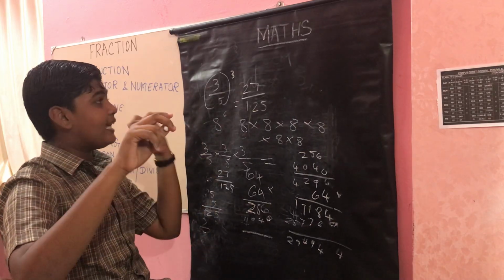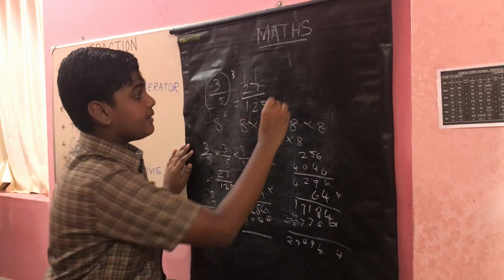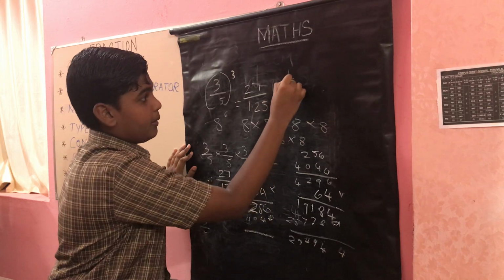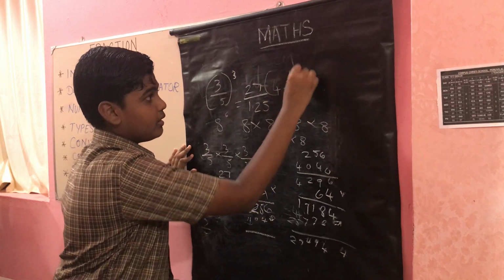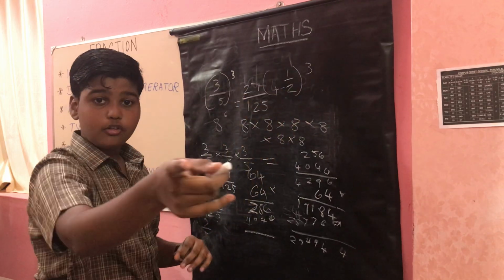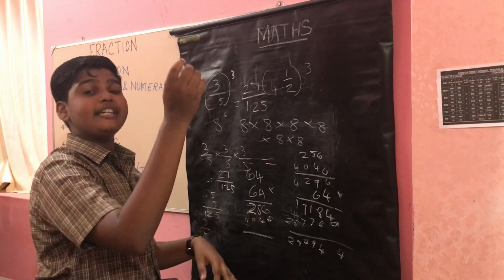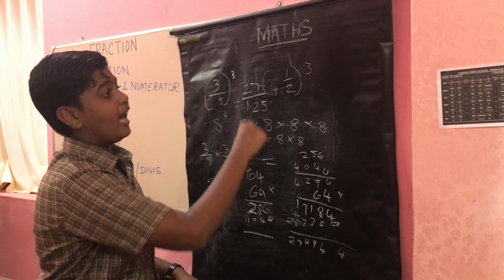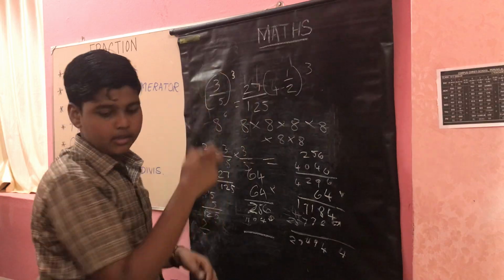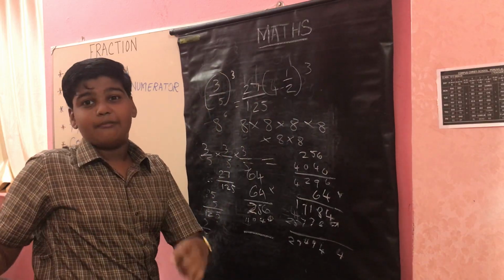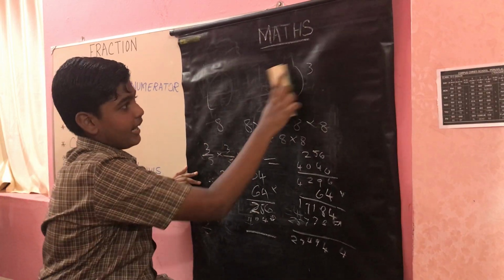So it can be like this anyway, but it doesn't seem to be like this. 4 1 by 2 by 3. But the only rule is we need to convert it into an improper fraction and then multiply into this 3. Okay, now I'll just teach one very complicated sum and we can end this section.